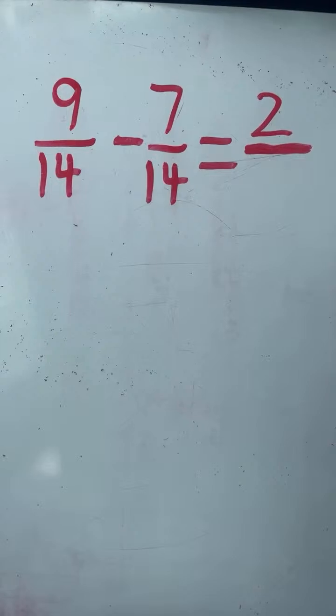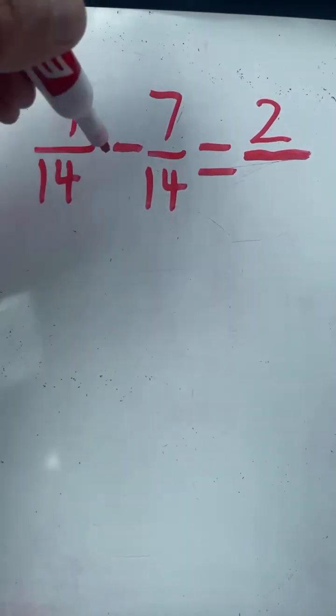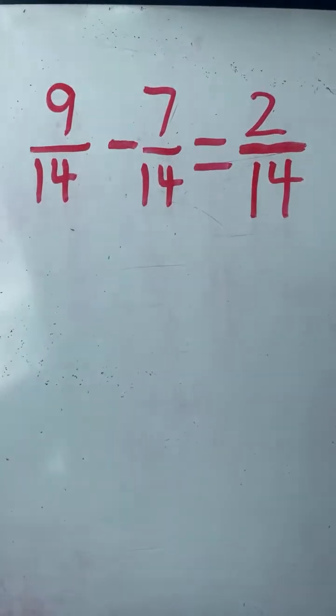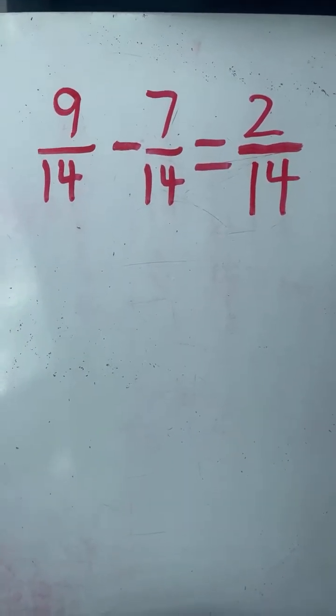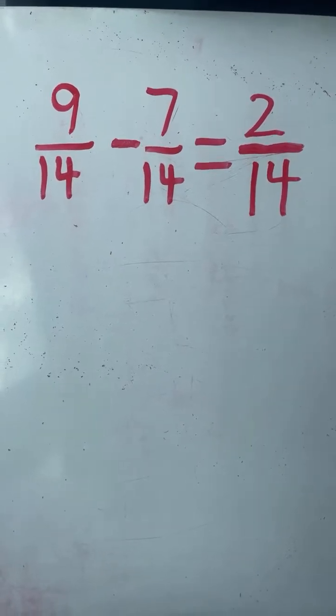Now our denominator stays the same. So the denominator is 14 in both the fractions we're subtracting, so it's going to be 14 in our answer. And we have our final answer there. 9/14 minus 7/14 equals 2/14.